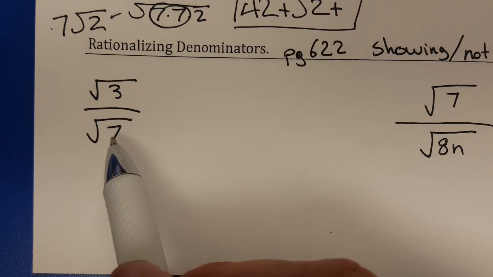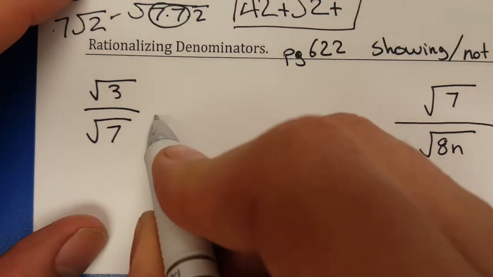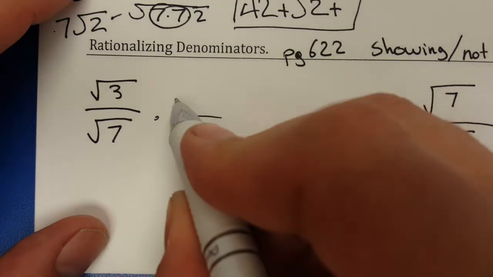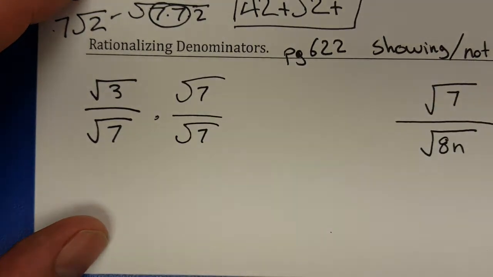Well, what's going to turn the square root of 7 into a regular number? The square root of 7. Okay, and then if you want to keep the fraction intact, you got to take both the bottom and the top times the same thing.